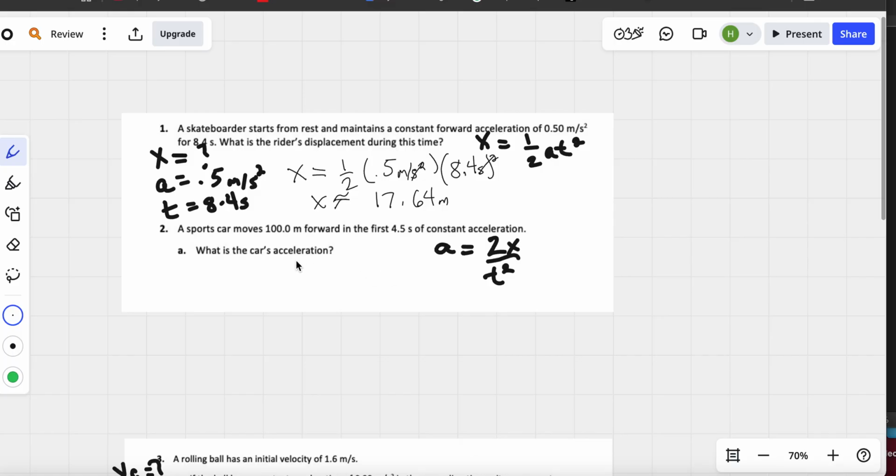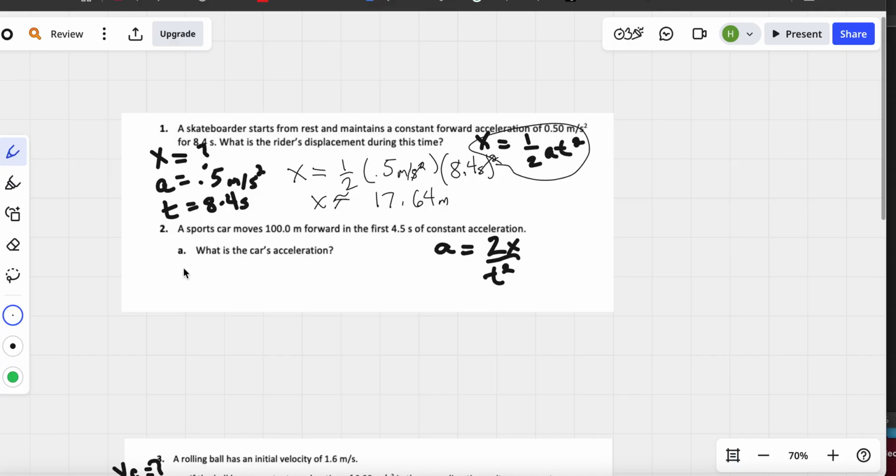What is the acceleration of a car? The sports car goes 100 meters forward in the first 4.5 seconds of constant acceleration. And if you look at this, I have just taken this formula right here and solved it for acceleration, which means I multiplied by 2 to get rid of the half. And then I divided by t squared, and that is a equals 2x over t squared.